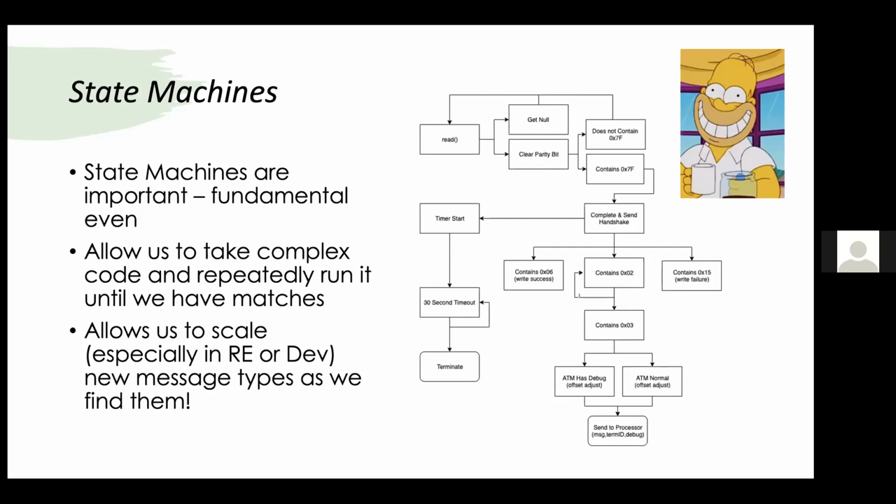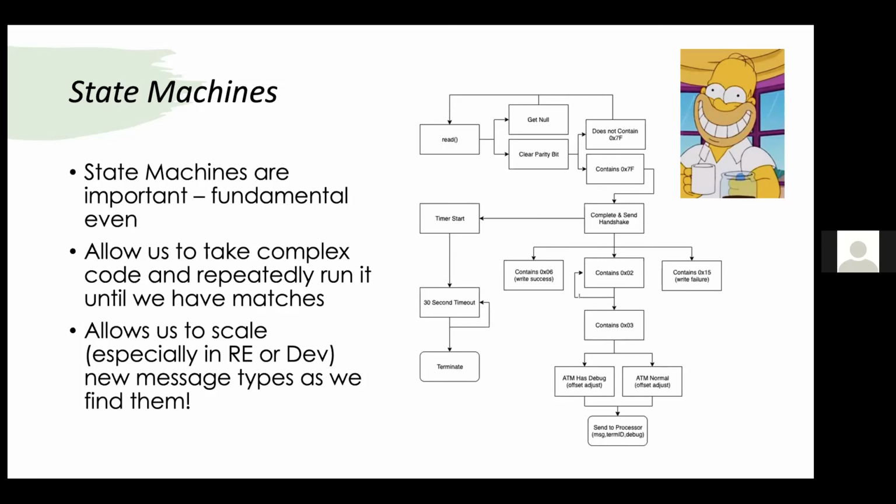The flowchart on the right is the state machine for the ATM handler. It starts with reading in bytes. If it gets a byte, it tries to see if it's null or has a bad parity bit. If it does not contain an invalid character, it goes past the sequence, starts a timer, which tells us how long we have until the ATM times out, and checks all the way down to see if the ATM can handle the message and we can handle the message.